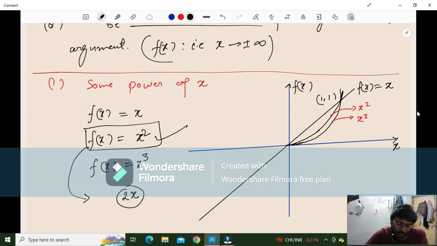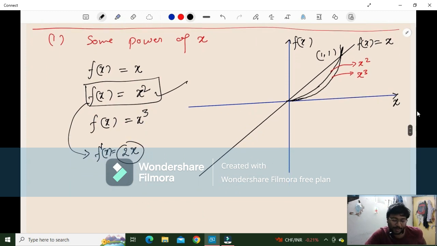So 2x equals 0. Sorry, this is the slope, f prime of x. How would you check the maxima and minima? You will just equate it to 0. So f prime of x at x naught, where the maxima or minima exist: 2x naught equals 0. This means x naught equals 0. So this is the point of maxima or minima, right?